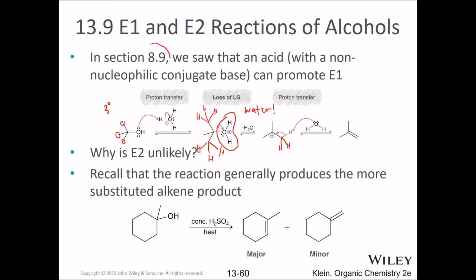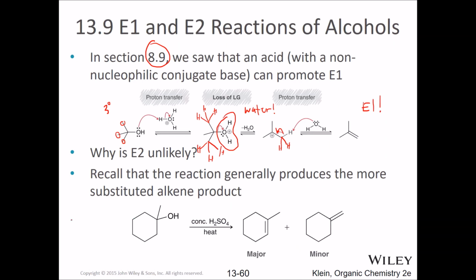This was in section 8.9. This water comes in, abstracts that proton, and these electrons go down and make a double bond. Wow. Cool. Okay. Why is E2 unlikely?